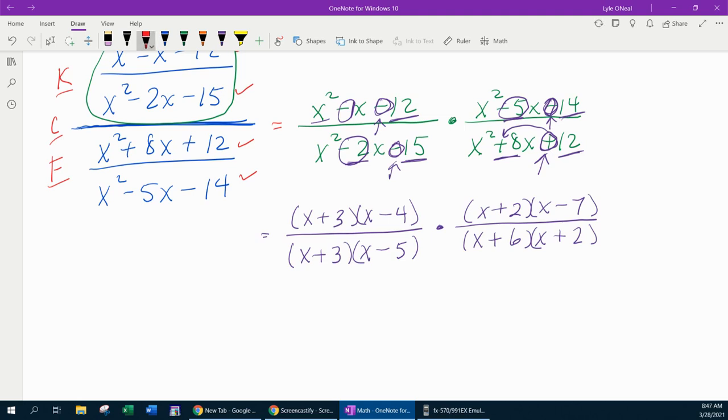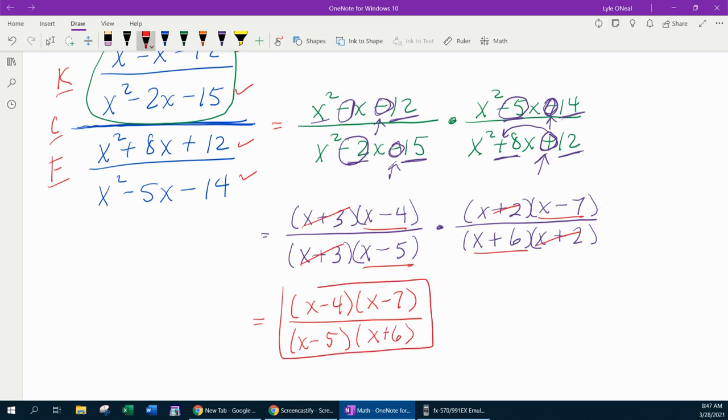Anything the same, top and bottom, will cancel. So x plus 3, x plus 2, and those are the only common factors that match top and bottom. So once you factor and cancel, whatever's left is your answer. X minus 4 times x minus 7 all over x minus 5 times x plus 6. And that's done. Okay, fine.